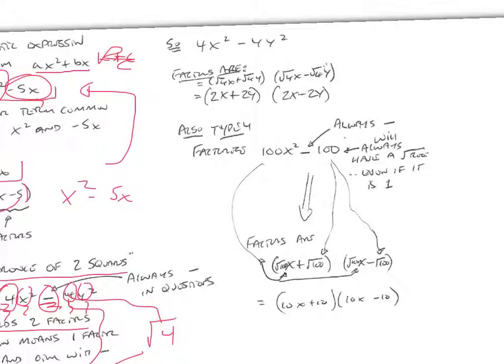So, for example, 4x squared minus 4y squared, there are our two sets of factors, a negative and a positive, an x and a y, an x and a y, and then the square root of each coefficient. So the answer is 2x plus 2y times 2x minus 2y. If you multiply one by the other, you'll get 4x squared minus 4y squared.